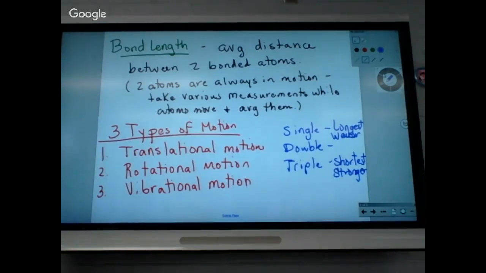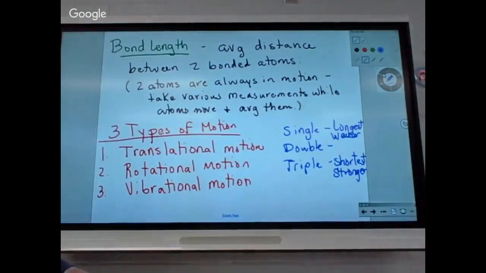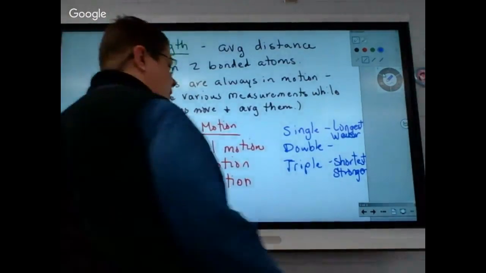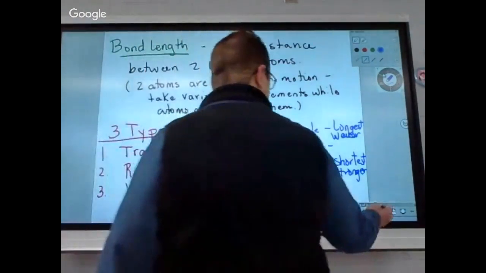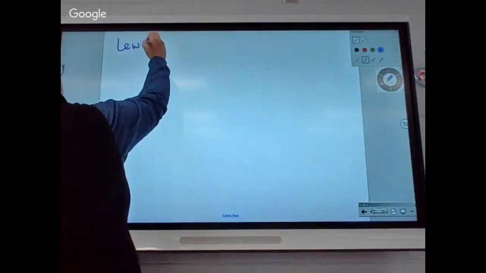Questions about bond length? All right, now we're going to do Lewis structures. We're going to draw today. When we draw, I strongly recommend pencil for those of you who like to write in pen, because we're going to erase dots. We're going to do Lewis structures today.